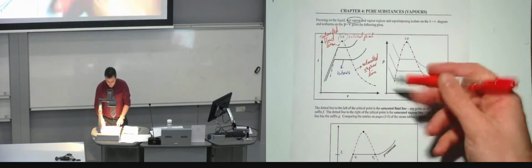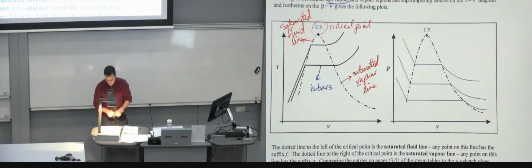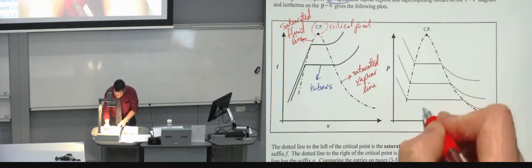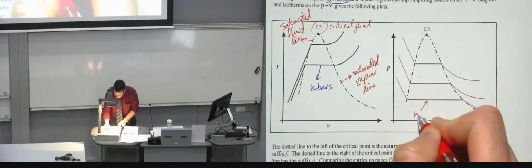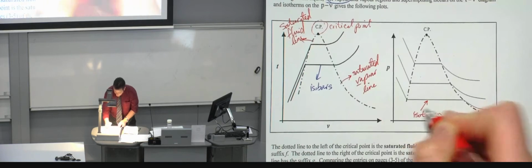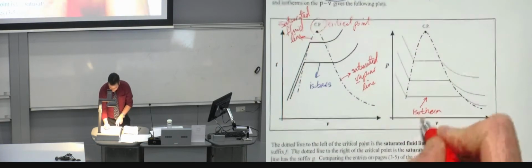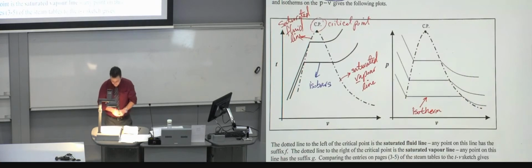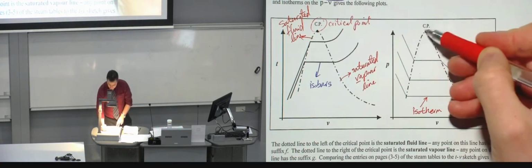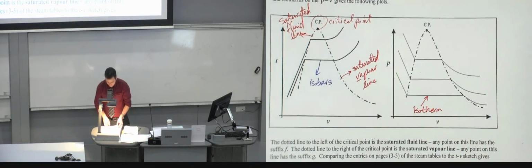Similarly, on the PV diagram, we will have constant temperature lines, and these are called isotherms. As the name suggests, these are constant temperature lines. That's just a fancy name for saying that. And the same applies: this is the saturated liquid line, and this is the saturated vapor line.